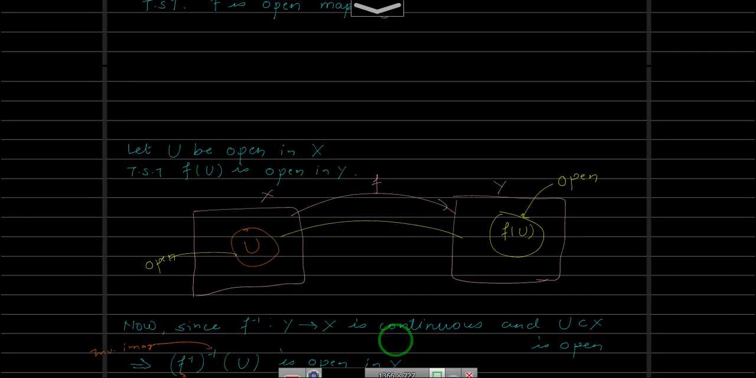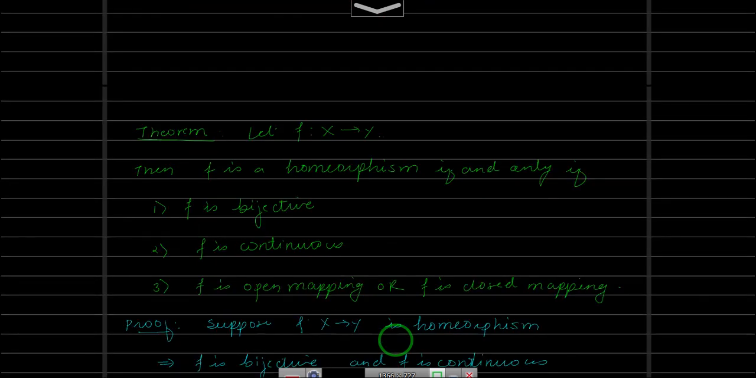Conversely, assume that points 1, 2 and 3 hold. And we need to show that f is a homeomorphism. So let's go for the converse part. Conversely, let us write that 1, 2, 3 are true or hold. To show that f is a homeomorphism.